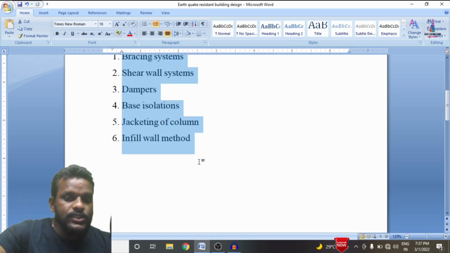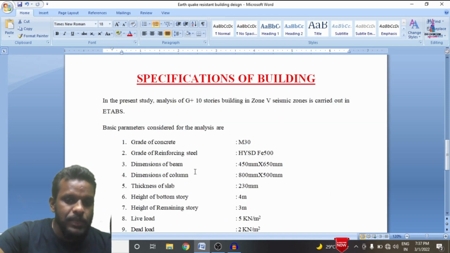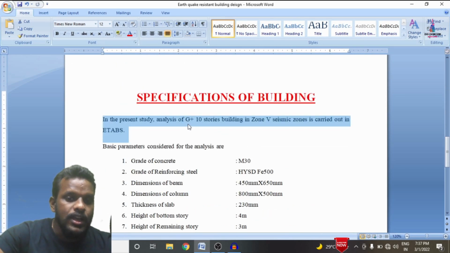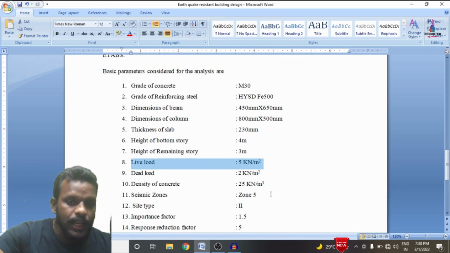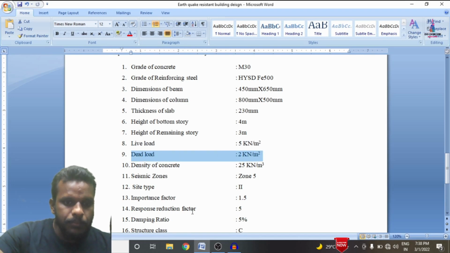For that structure, I will consider the same specifications which I specified on the second page. For the present study, for the present six models of the building structure, I will consider a G+10 building structure located in seismic zone 5. The basic parameters used for the analysis are: grade of concrete is M30, grade of steel is Fe 500, dimensions of the beam are 450 mm cross 650 mm, dimensions of the column are 800 mm cross 500 mm, thickness of the slab is 230 mm, height of the bottom story is 4 meters and height of the remaining stories is 3 meters. Live load will be 5 kilonewton per meter square, floor dead load will be 2 kilonewton per meter square, density of concrete I will consider as 25 kilonewton per meter cube, seismic zone will be 5 and site type will be medium.